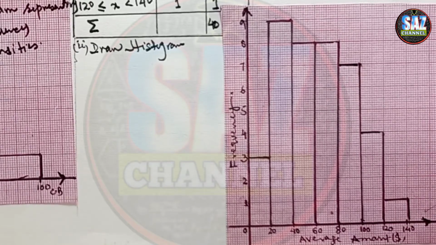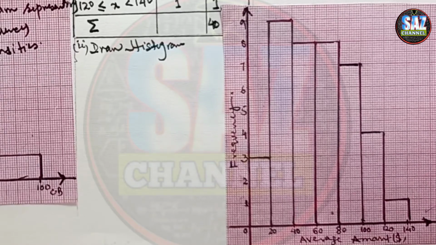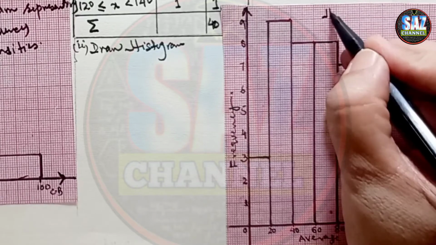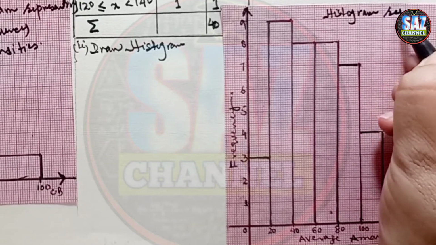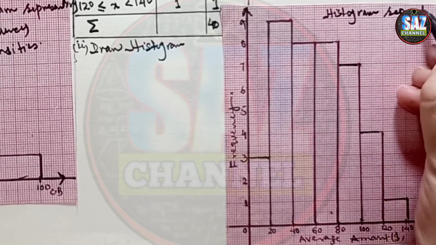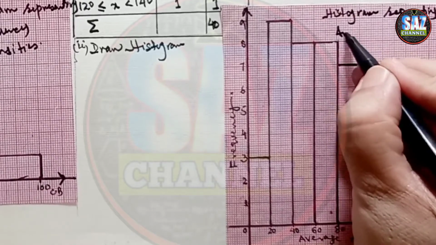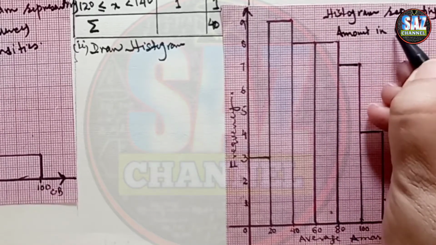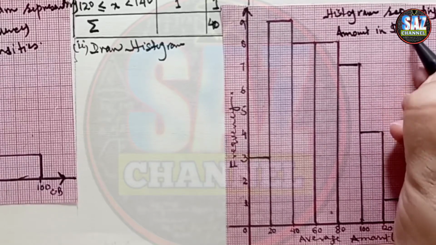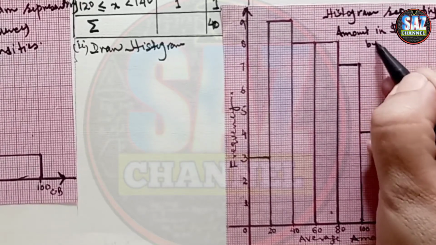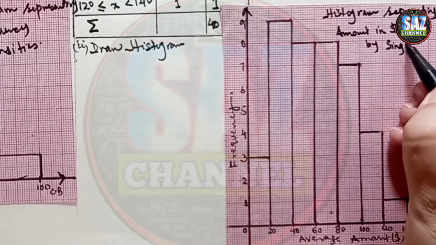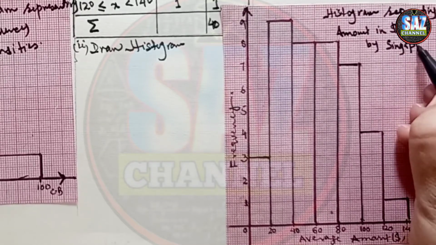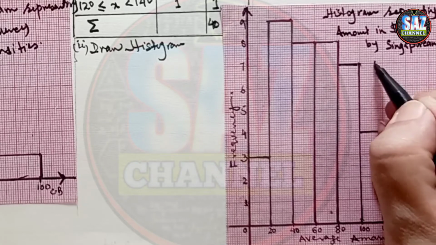Then what is left, the question is about the histogram. The table below shows the average amount in dollars Singaporeans spend on taxi fares. Histogram representing amount in dollars spent by Singaporeans on taxi fares.